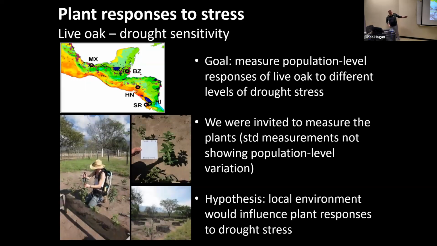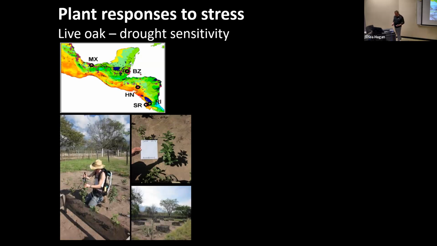So I like this particular example. When I was at Wisconsin, we were asked to go and measure population level responses in Central America of live oak to different levels of water treatment. A lot of the standard measurements were not showing any type of population or provenance level responses. So they invited us to come down and make a number of measurements. Our hypothesis, just as you would think with regular standard measurements, would be that the local environment of provenance would influence plant responses to water stress.